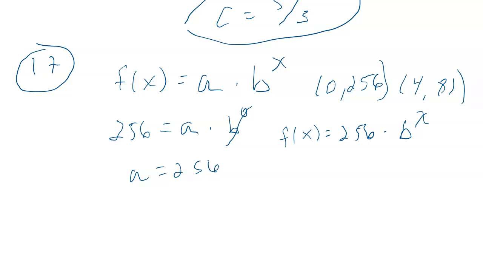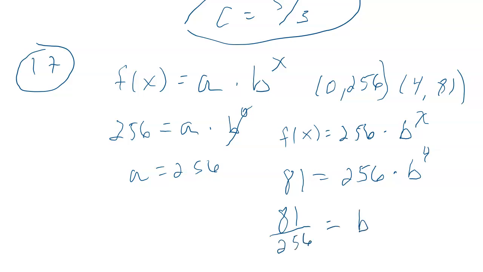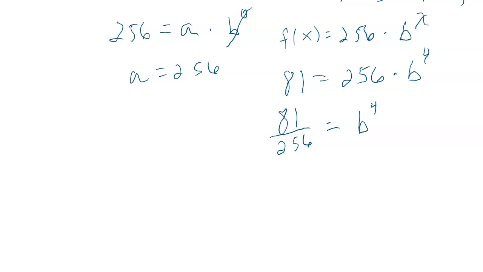We'll plug in the other point. So we get 81 is equal to 256 times b to the fourth. Yeah, that seems weird, but I'm just going to go with it. So we get 81 over 256 is equal to b to the fourth. All right, so we're going to take the fourth root here. The fourth root of 81 over 256 is equal to b.